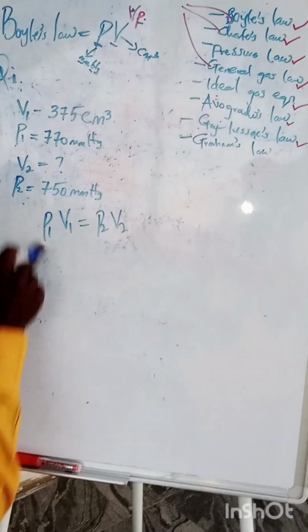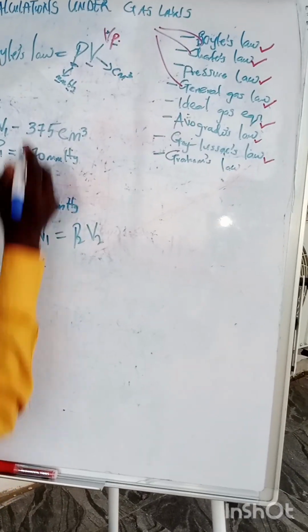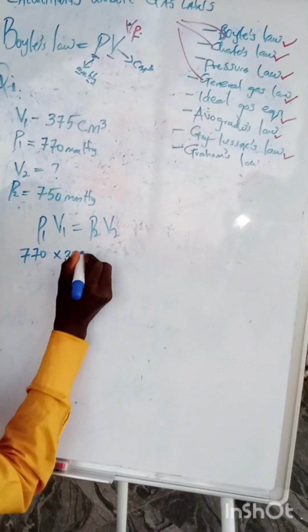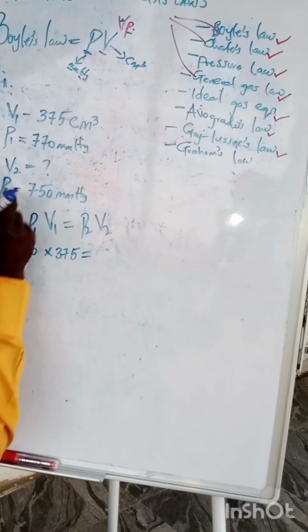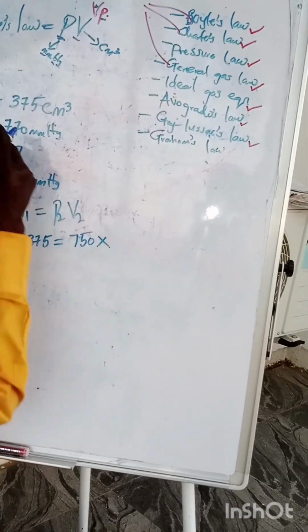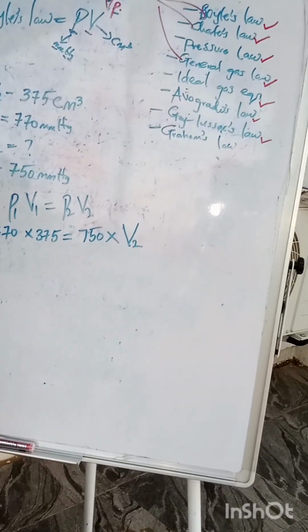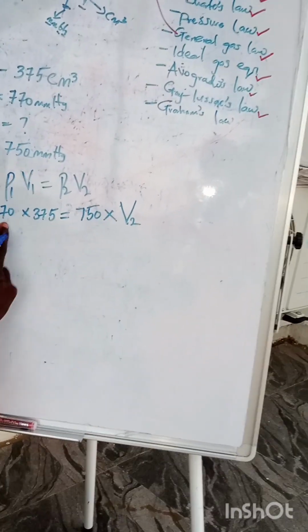Your P1 is what? 770. Your V1 is what? 375. Your P2 is what? 750. Then your V2 is what we are looking for. Then you now begin to solve. 770 times 375. Check your calculator. What's that one giving you?